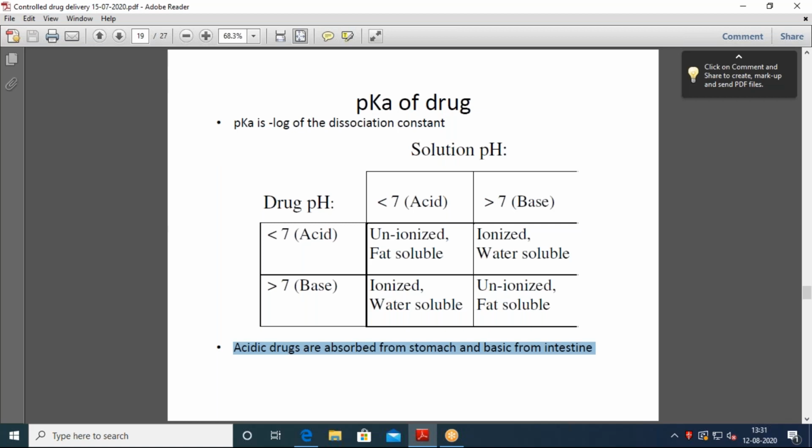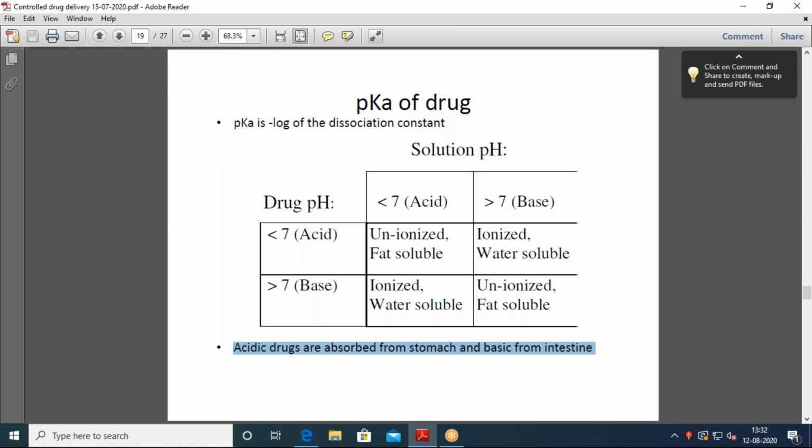Are you able to understand? It need not happen exactly in the stomach. Anything above pH 7, for example, is what I told you. In the upper part of the small intestine, most of the acidic drugs will get absorbed, whereas basic drugs are absorbed closer to the lower part of the small intestine. Is that clear now? Yes, sir. Is the concept clear?